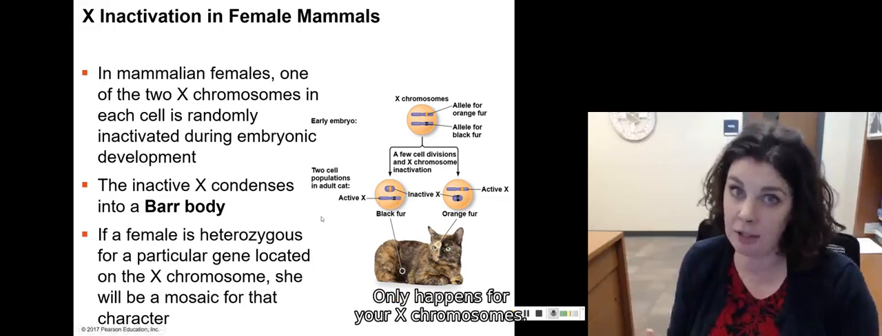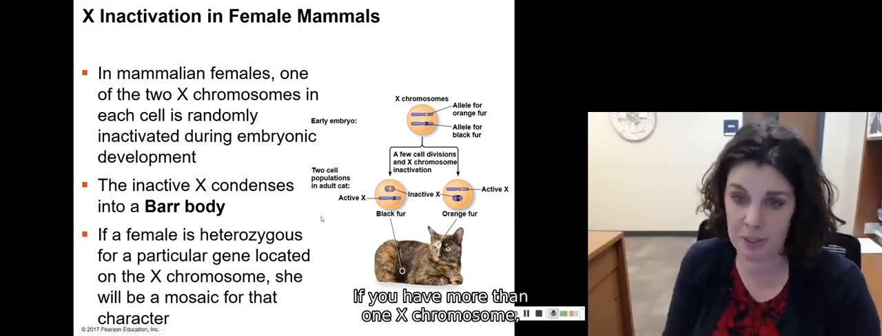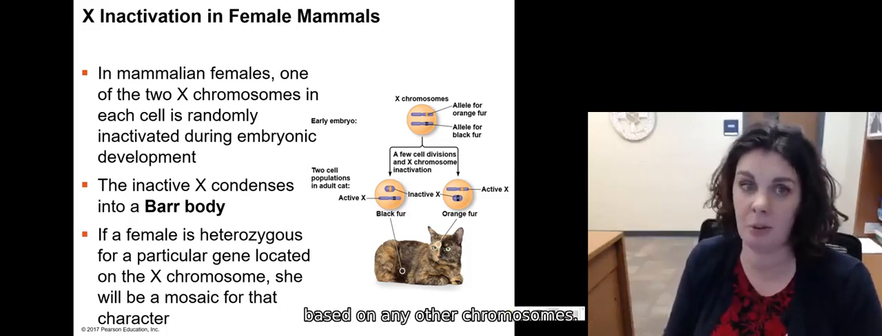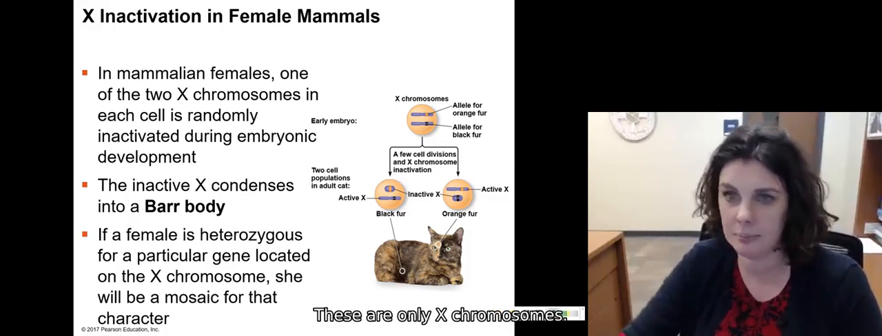This only happens for your X chromosomes. If you have more than one X chromosome, this is all that happens there. You don't have Barr bodies based on any other chromosomes. These are only X chromosomes.